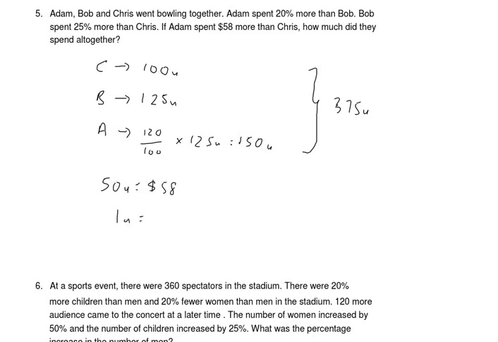Okay. First, I can find 1 unit first, which is 58 over 50. Then I use 375 units, which is 58 times 375. Sorry, how much is it? $435.